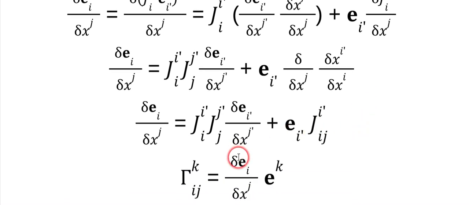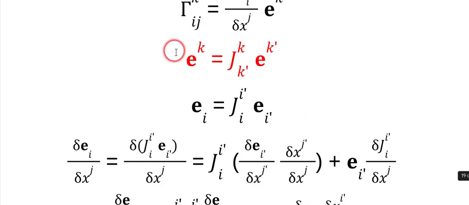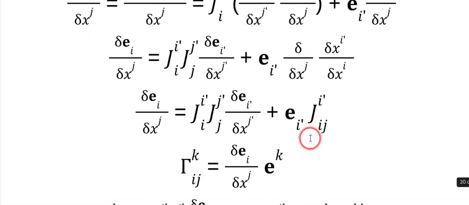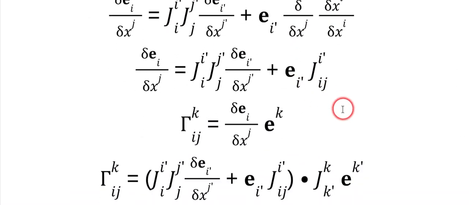Now, remember, this is where we started. This was the definition of the Christoffel symbol. So we got to put this back in for this, and our red thing, this back in for EK. So let's do that. And I want to distribute these with this. So here is this goes in for that. And EK was that we determined above.